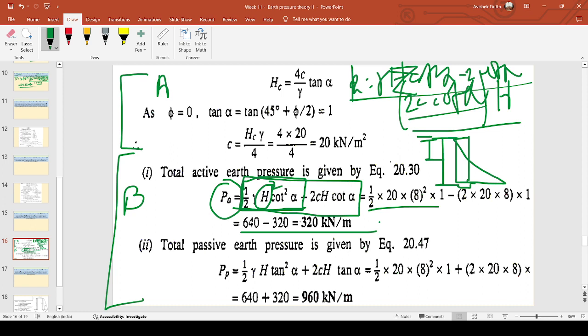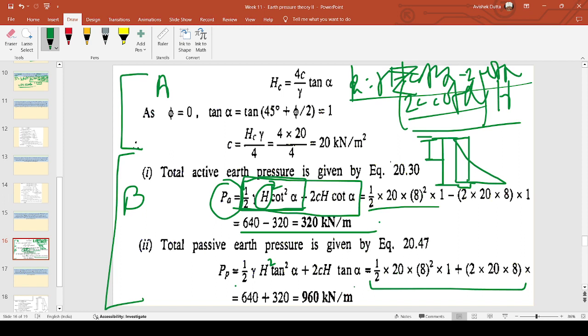Similarly, in the next case, we are finding the passive pressure, half gamma h square tan square alpha plus 2ch tan alpha. You add this, you'll be getting 640 plus 320, that is 960. Is it clear, Abdul? Any doubt? Yes, sir. Passive only.